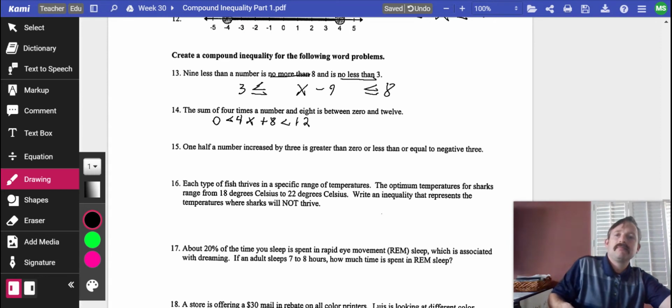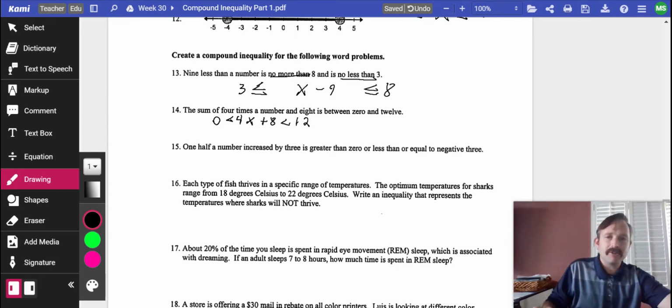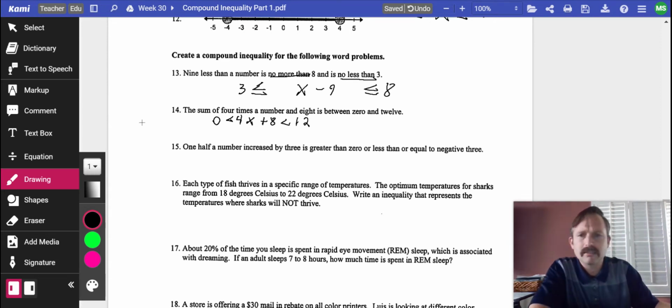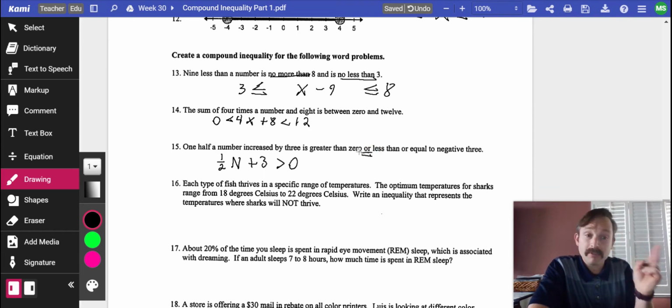Next up, it says 1/2 a number increased by 3. All right, well, let's just write this. So we have 1/2, maybe we want to put n, increased by 3. Okay, let's add 3, is greater than 0. All right, well, that's greater than 0. Or, now we're done with that. That's one of our inequalities.